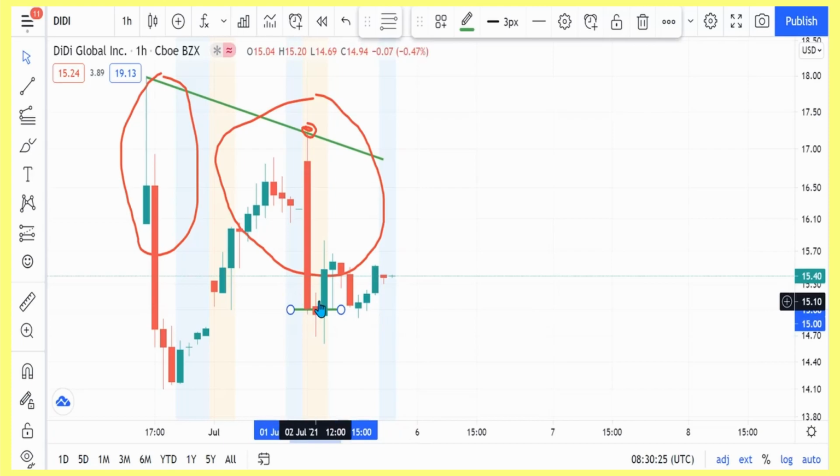So currently the price is trying to move up. So I believe it's going to move up for some time, okay, before it starts to do a reversal.